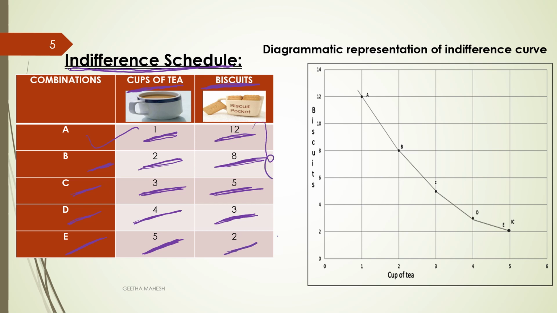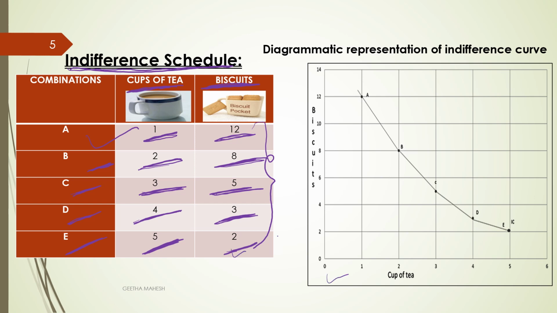All these combinations give the same level of satisfaction according to a particular consumer's preference. Now let us understand with the help of a diagram.